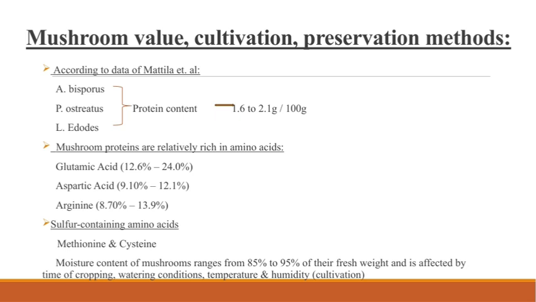Moisture content in mushrooms is quite high, typically between 85 and 95% of their fresh weight. This moisture level is influenced by several factors such as the timing of harvesting, watering conditions, temperature, and humidity during cultivation. Understanding these aspects helps us appreciate the nutritional value of mushrooms and the importance of proper cultivation and preservation methods to maintain their quality and health benefits.